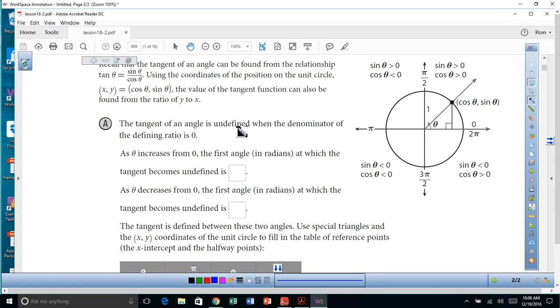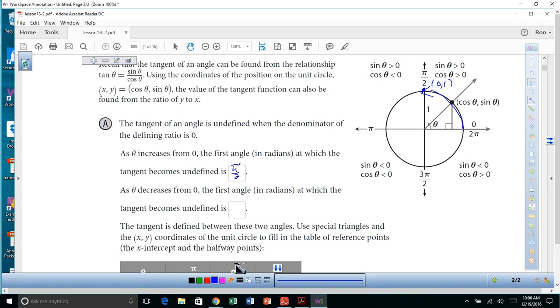As theta increases from 0, the first angle in radians at which the tangent becomes undefined is, and if you start here at 0, the first place that'll be undefined is right there. And that's because that's 0, 1, right? So it becomes undefined at pi over 2.